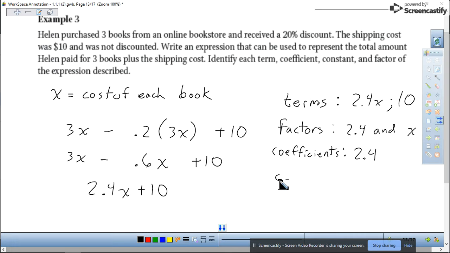And lastly, do we have any constant? A constant is a term that is a number all by itself. It does not contain any variable or anything else. It's just a constant number that cannot change in the problem. In this case, we go back over here and take a look. That would be the 10. Okay, nothing can change about that. So our constant is 10.